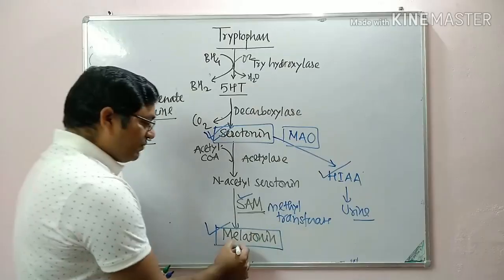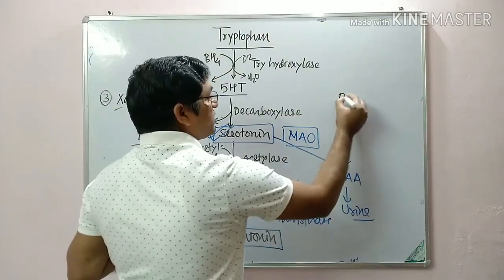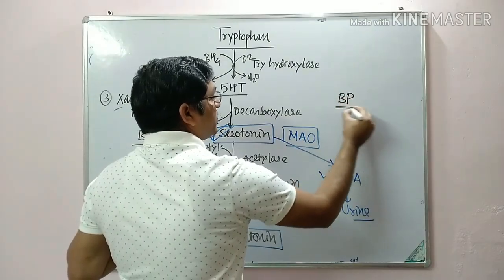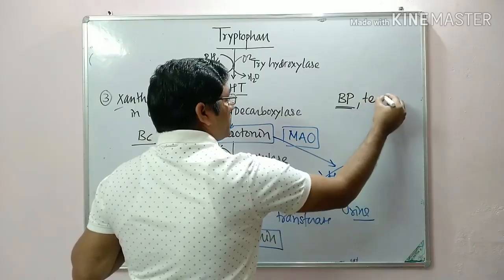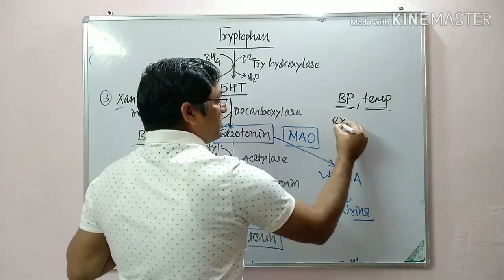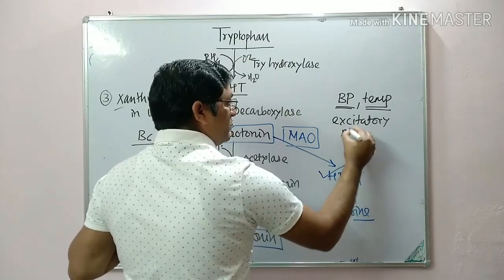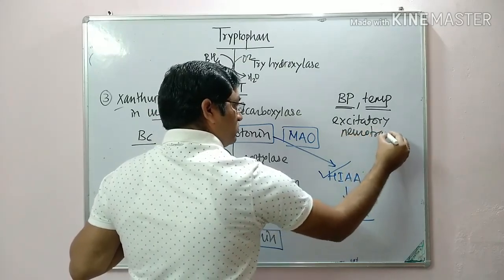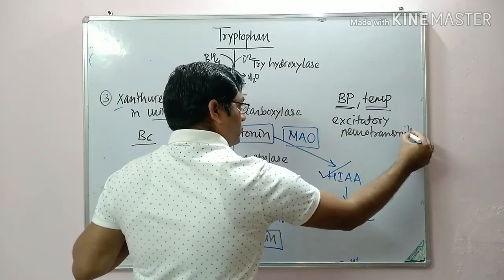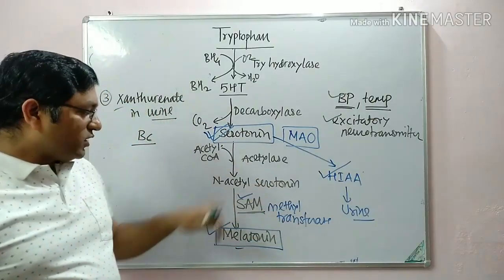Then serotonin and melatonin. Serotonin is responsible for maintenance or regulation of blood pressure. It is responsible for temperature regulation. Then it is a cerebral excitatory neurotransmitter. So these are the important functions of serotonin.